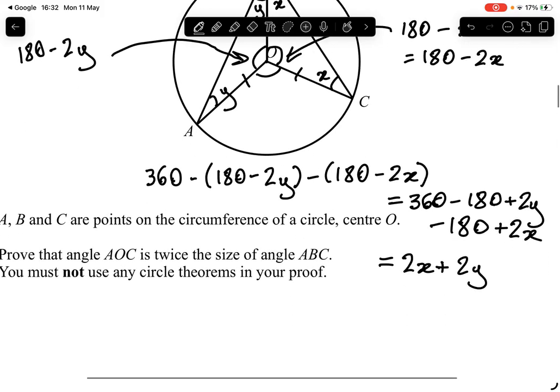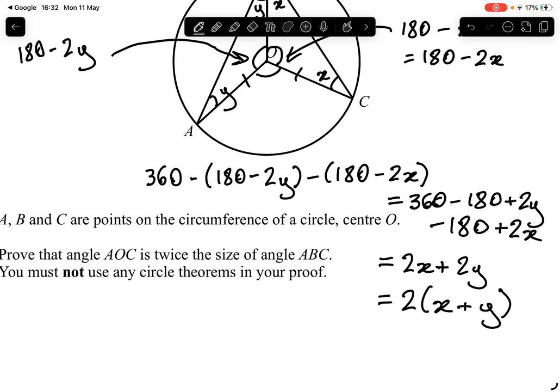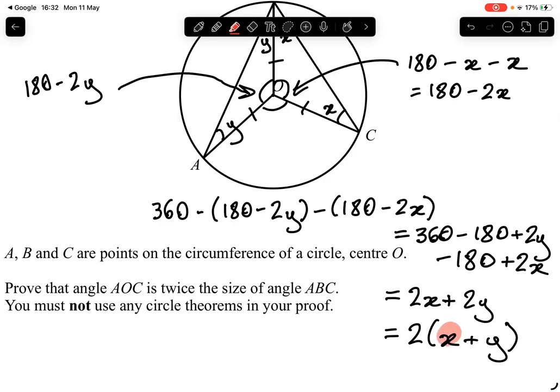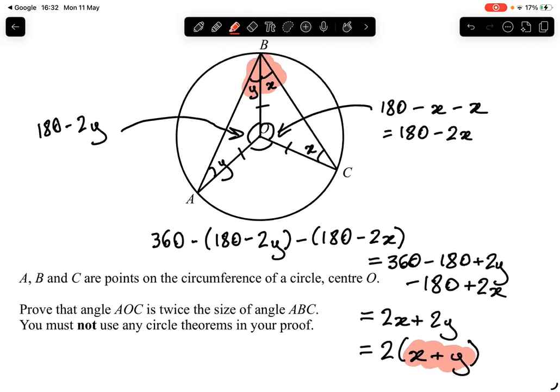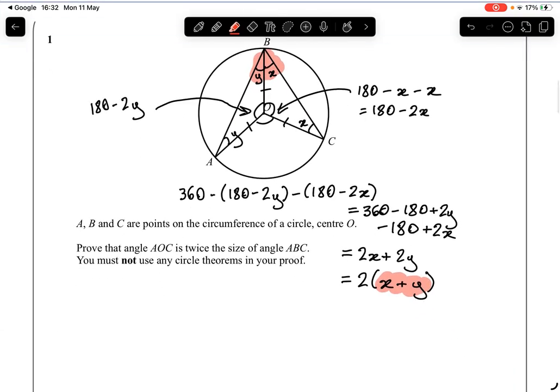and if I factor out 2, I find that this is actually double (x plus y), and x plus y is my angle at the circumference. So I've just proved that the angle at the centre is double the angle at the circumference when they're subtended by the same arc.